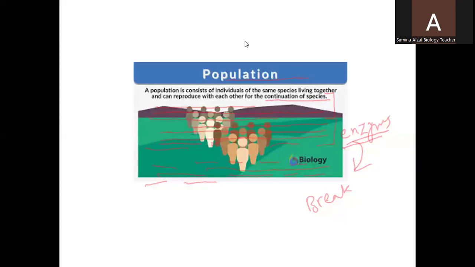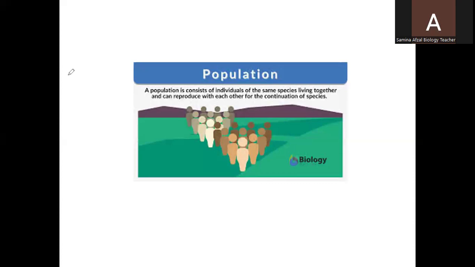Now the next, population. Population is a group of individuals of the same species living at a place, and they can interbreed with one another. So population of human beings, population of animals, population of some mouse, population of some roses. In this way, the different populations are actually a group of individuals of the same species, and they can interbreed with one another.